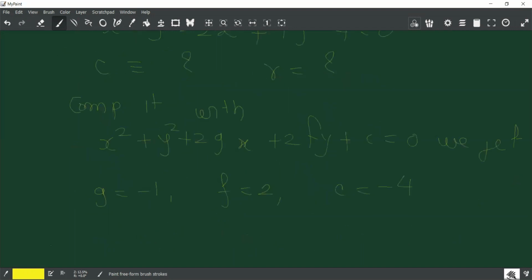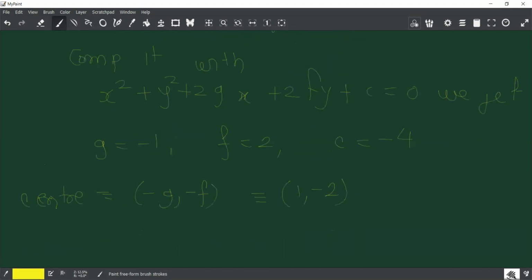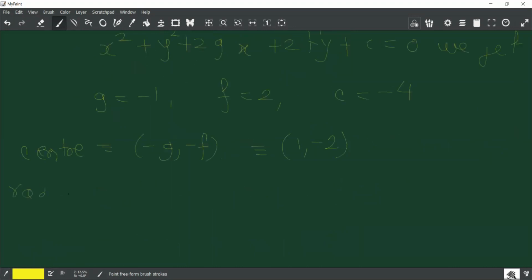Therefore, center, you have to write all this. Center is minus g comma minus f, (1, -2). And radius आ गया, square root of g square plus f square minus c. 1 square plus (minus 2) square minus (minus 4). So radius is 3 units.